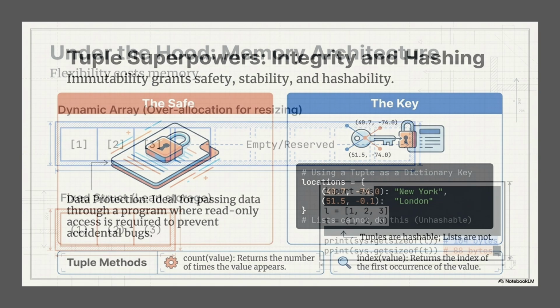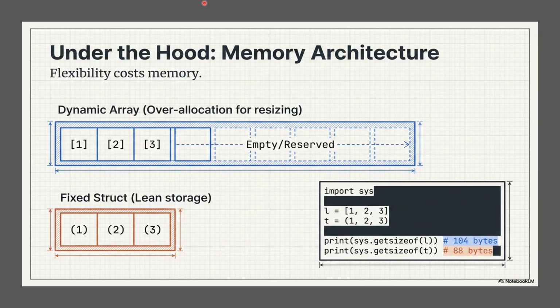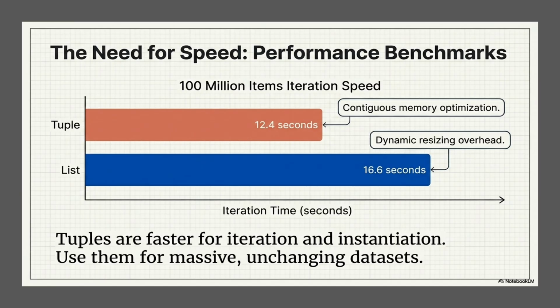Let's peek under the hood at memory. Because lists need to grow, Python reserves extra empty seats in memory, just in case. It's called overallocation. Tuples are minimalists. They take up only the memory they need. If you look at the byte size, the tuple is physically smaller. It's leaner and lighter. That efficiency translates to speed. In this benchmark, looping through 100 million items was significantly faster with a tuple, about 12 seconds versus 16 seconds for a list. For small scripts, you won't notice this. But if you are processing massive datasets, tuples are your speed racer.